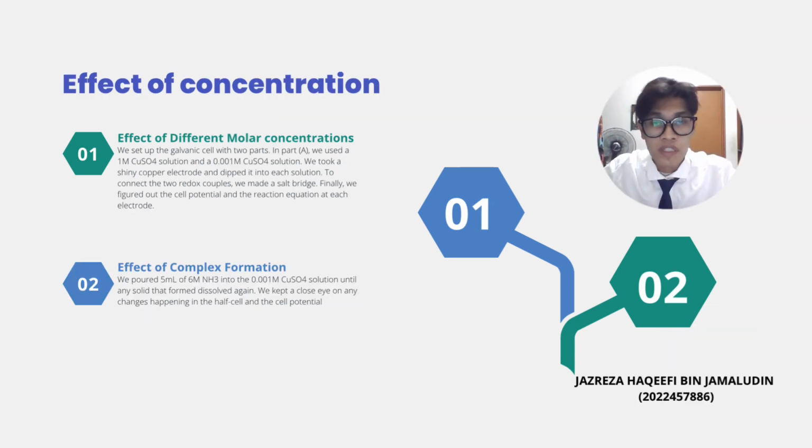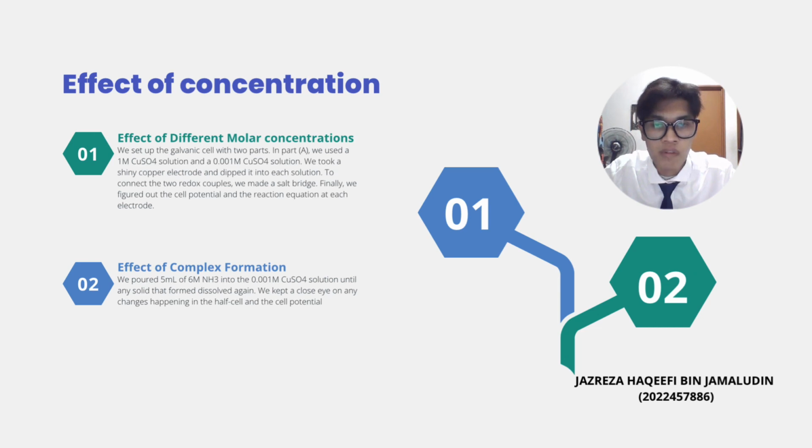Alright, moving on to the effect of concentration, which is part 2. First, we do the effect of different molar concentrations, where we set up the galvanic cell with two parts. In part A, we use a 1 M copper sulfate solution and a 0.01 M copper sulfate solution. We took a shiny copper electrode and dipped it into each solution. Then we connect the two redox couples with a salt bridge.